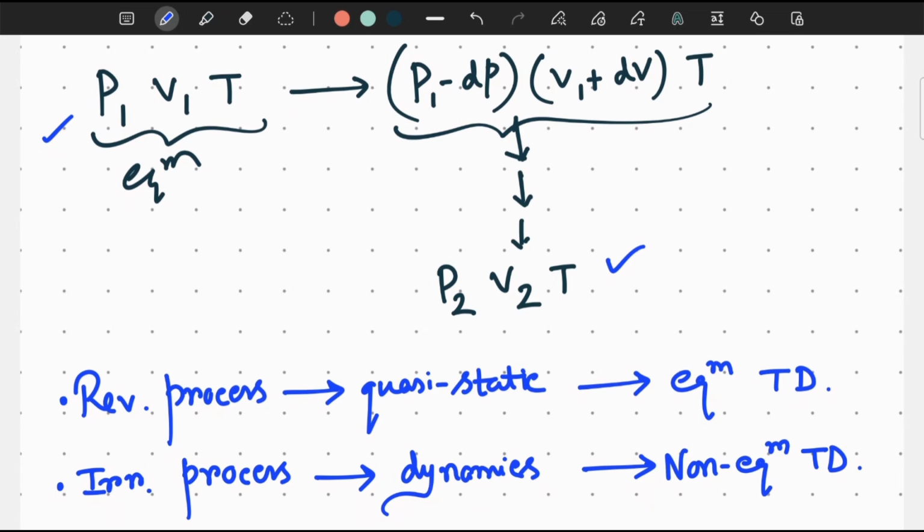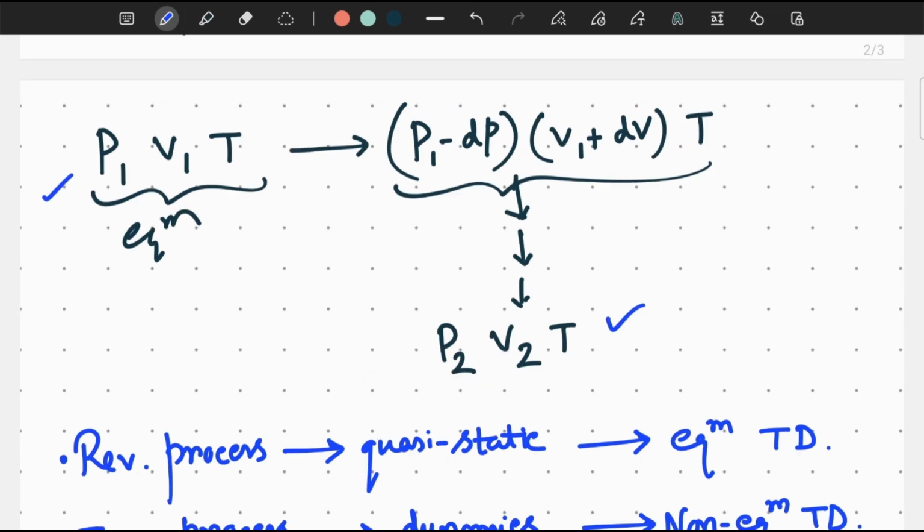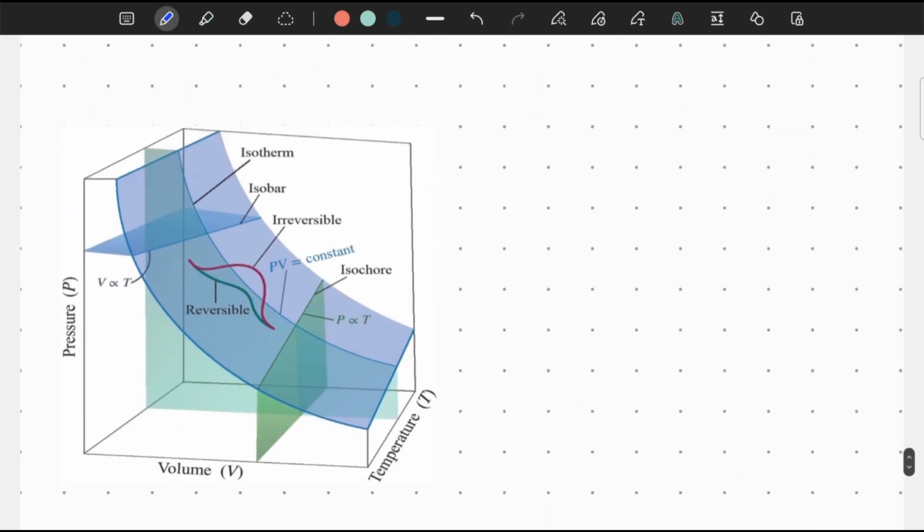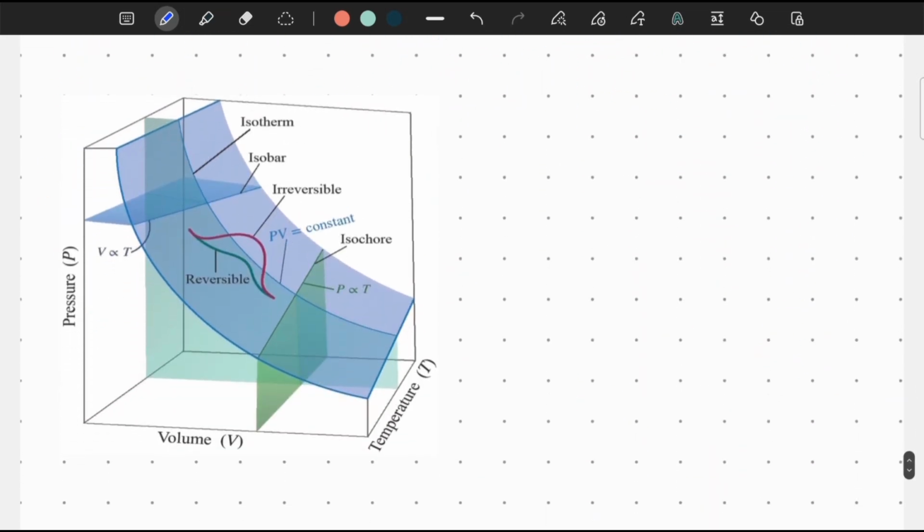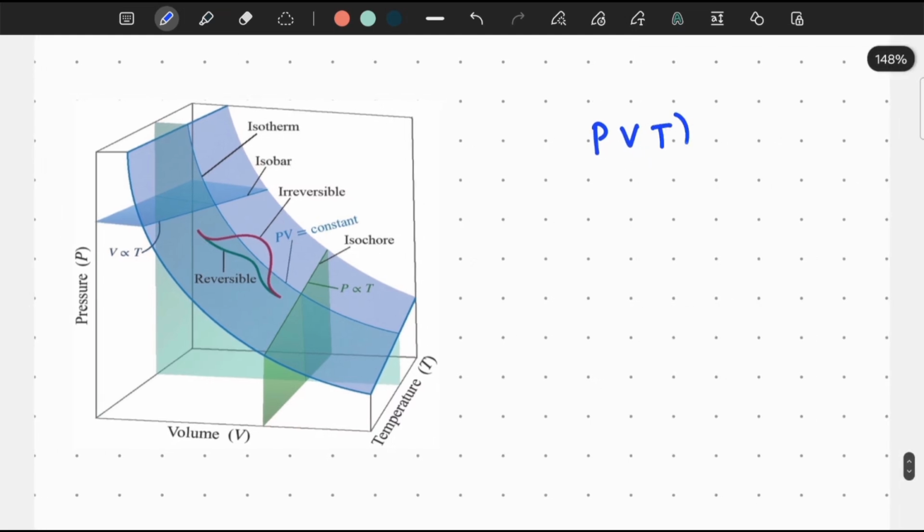Okay, let me show a figure. Let's focus on this figure. This is a PVT three-dimensional plot, because a macrostate is defined by these three variables P, V and T. These represent the macrostate of a particular system. Now you can see this slope, this plane.